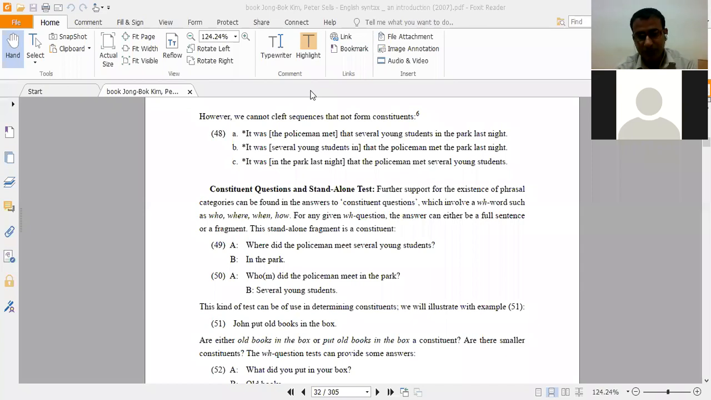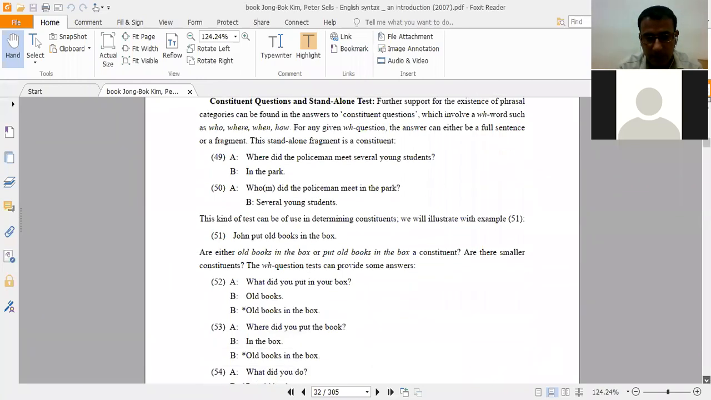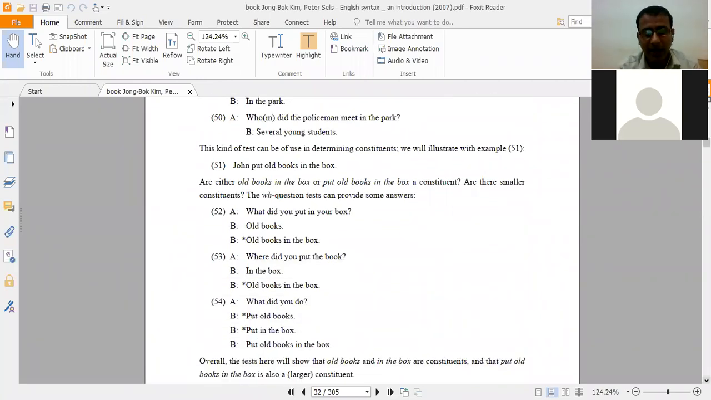illustrate with examples. 51. John put old books in the box. Are either old books in the box or put old books in the box a constituent? Are there smaller constituents? The WH question test can provide some answers. What did you put in your box? Old books. So old books is a constituent, but old books in the box is not a constituent.